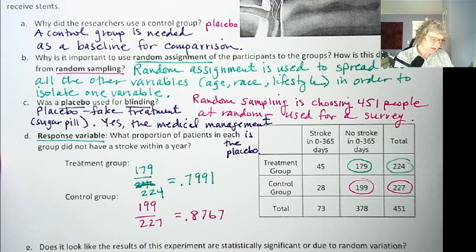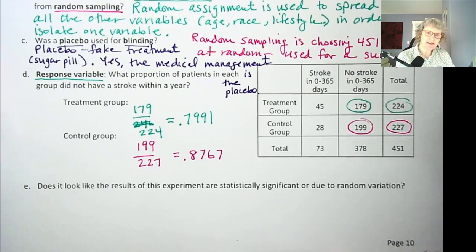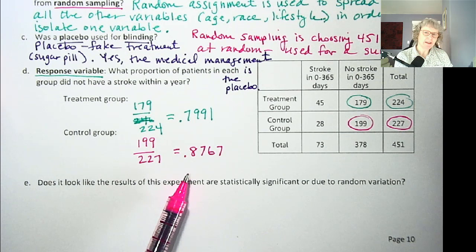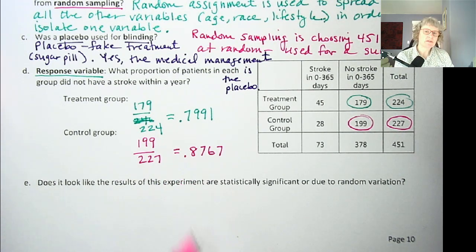Okay, well, this is interesting. The control group did better because more people did not have a stroke. I don't think that's what they meant to happen, right? So the question is, did this happen due to chance, random variation, or are these results statistically significant? Okay, so that is the question. And we don't quite have the math yet. We could do a simulation for this, and there's theoretical ways to do it.